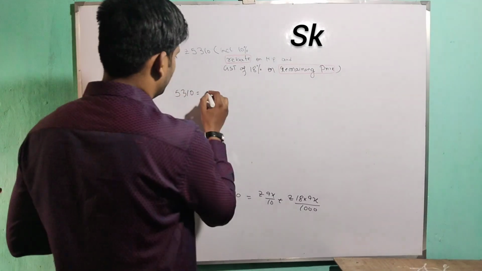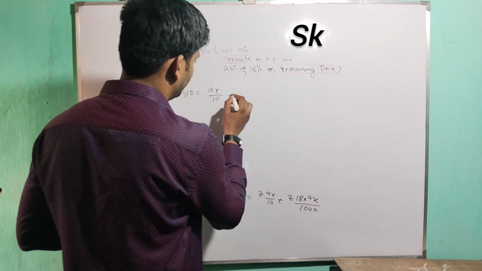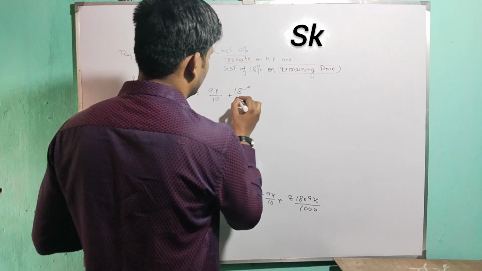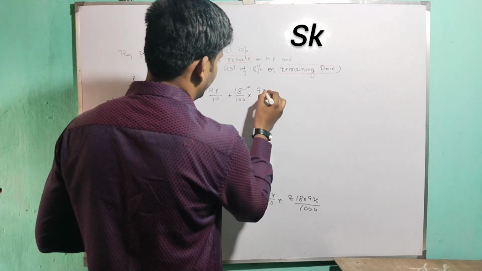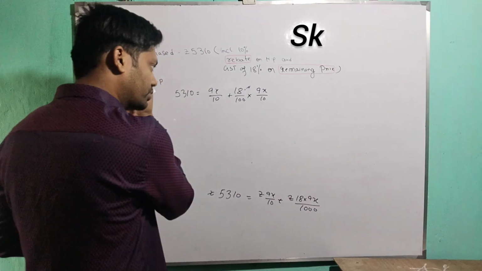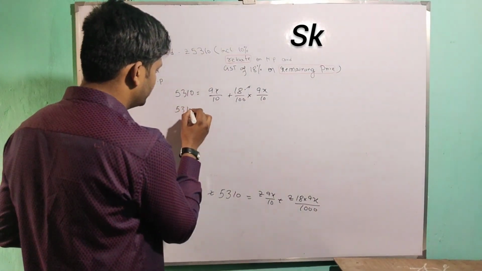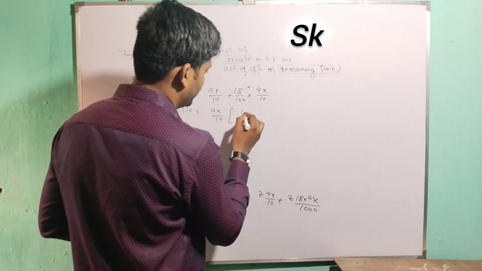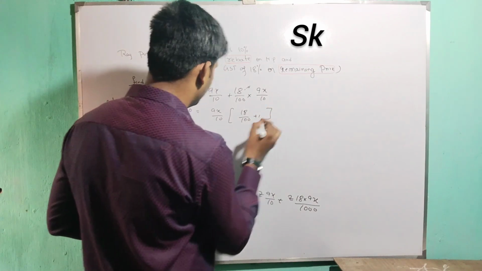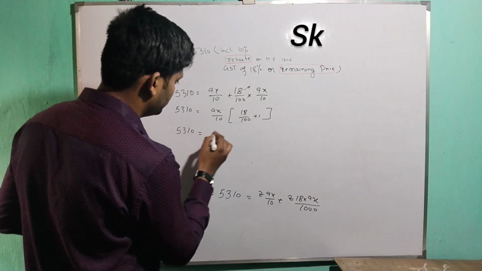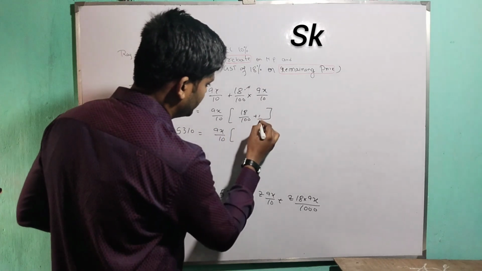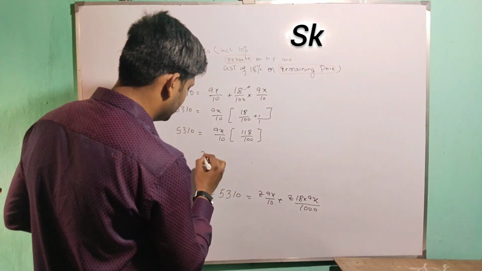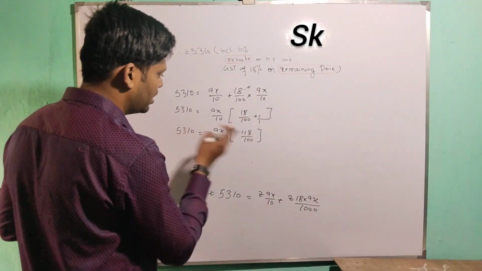So it will be 5310 is equal to 9x by 10. I'm not writing rupees, you can write it in your place. Plus 18 by 100 into 9x by 10. Okay, so how do we do the calculation? 5310 is equal to, see, both the places are common, so you take out the common factor 9x by 10, and here 18 by 100 plus 1. So 5310 is equal to 9x by 10, and here LCM is 100, so 118 by 100. Okay, so x is equal to, cross multiply, what is multiplied will be divided.